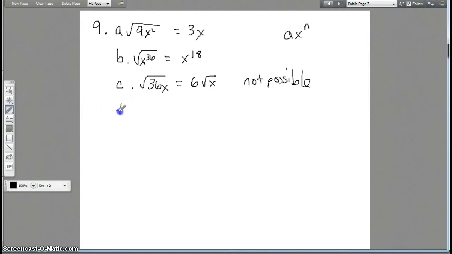Let's look at part D. We have the square root of 36x, and then the whole thing is squared. Well, when you square a square root, those operations undo each other, so we end up with 36x, which is a monomial. So that was number 9. It's just like number 16 that was assigned for homework.